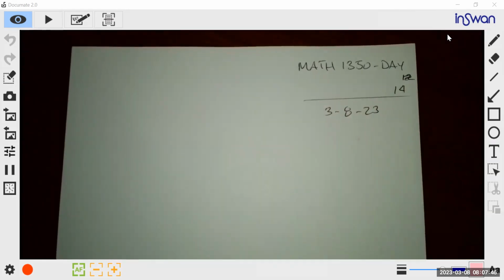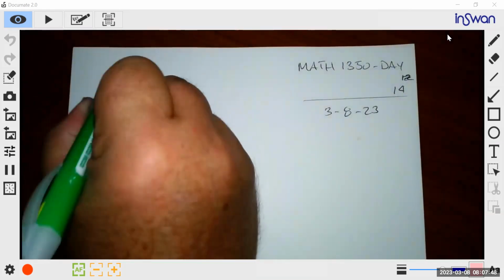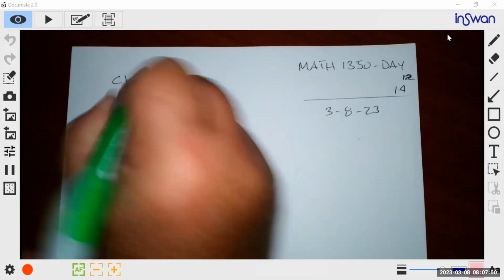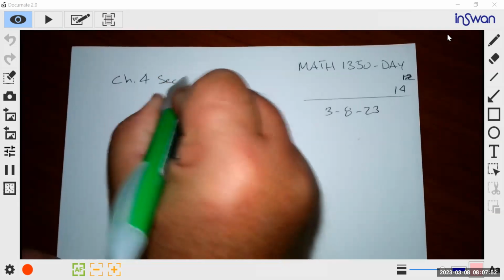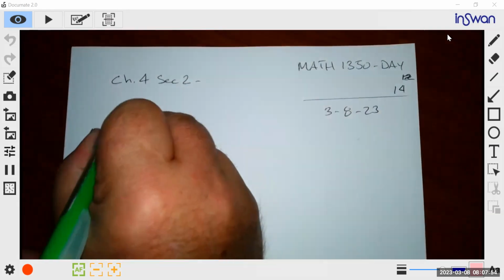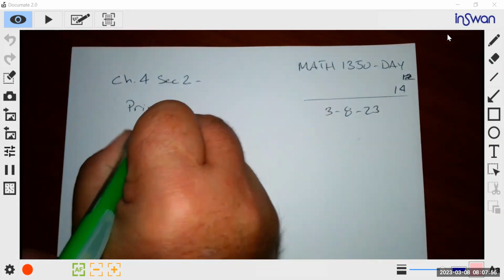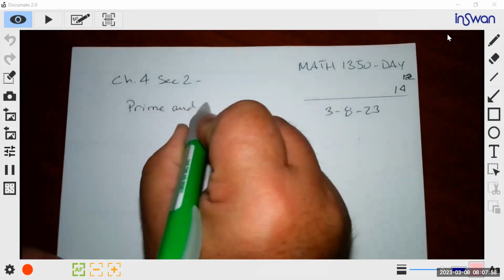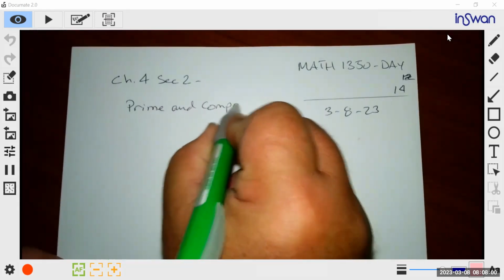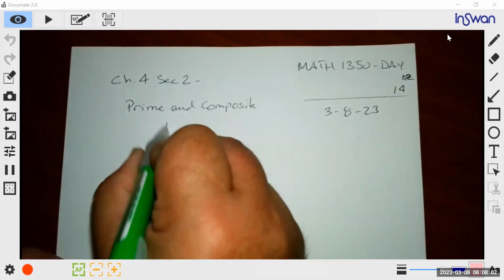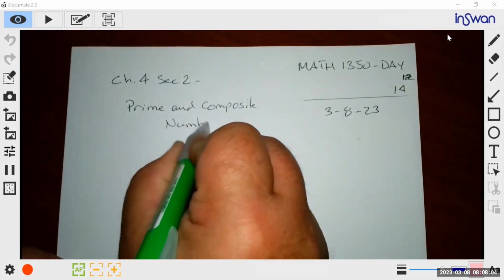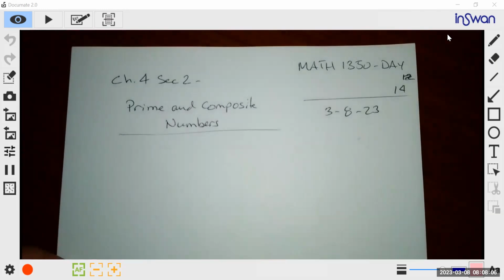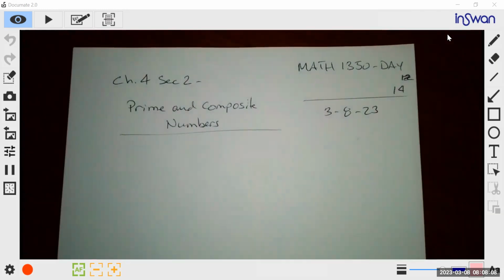All right. So today, what we're going to cover is Chapter 4, Section 2: prime and composite numbers. The difference between the two.